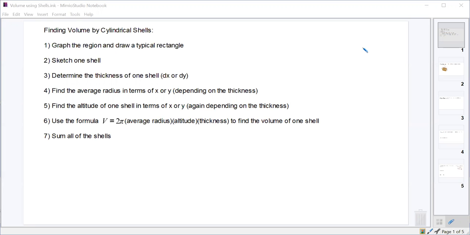Well, instead of slicing them, we're going to take the same idea. We're going to take a region and revolve it around an axis. But instead of slicing it into little pieces, we are going to take what we call hollow shells of that region. So we're first going to imagine the entire solid.